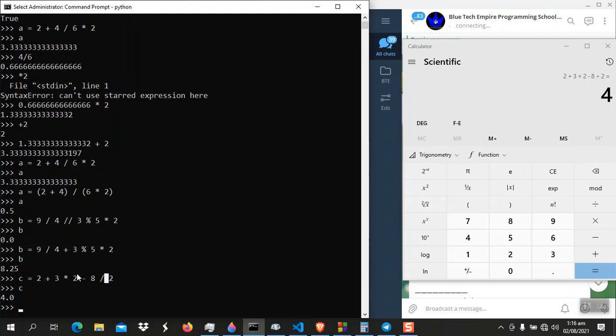But if we follow operator precedence, here is going to be our answer. It's similar to doing c equals 2 plus 3 times 2 minus 8 divided by 2. Here is how Python does the computation internally. So if we calculate this, you're going to see it's 2 plus 6, which is 8, then 8 minus 4, because 8 divided by 2 is 4. So 8 minus 4 gives us 4.